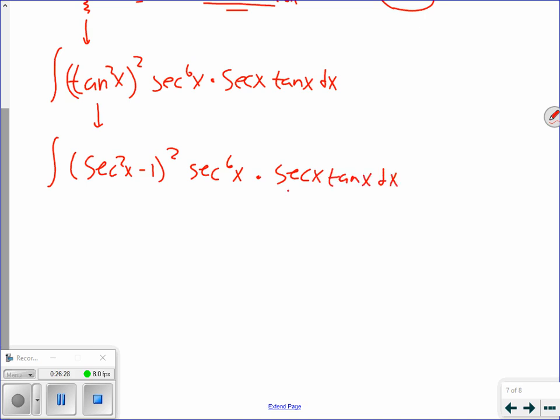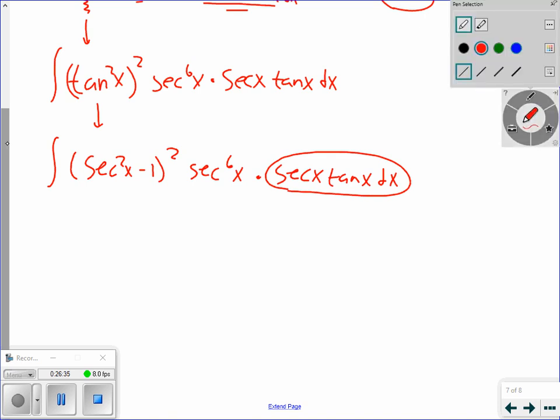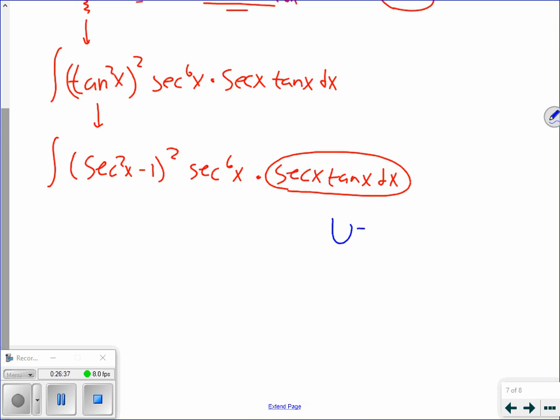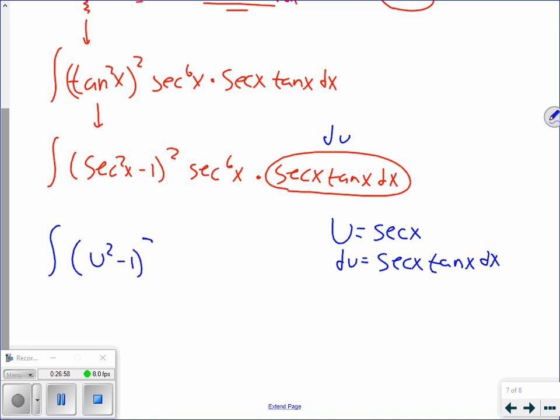But there you go. We got our du right here, and we got everything else in terms of secant. So do your u substitution. I'm going to let u be secant of x, and du is going to be secant x tan x dx. So what I have circled here becomes my du. Everywhere I see a secant, I'm going to plug a u in, so that's u squared minus 1 squared times u to the 6th du.